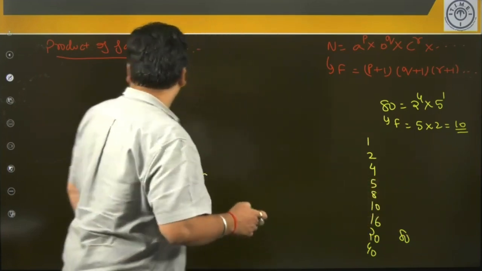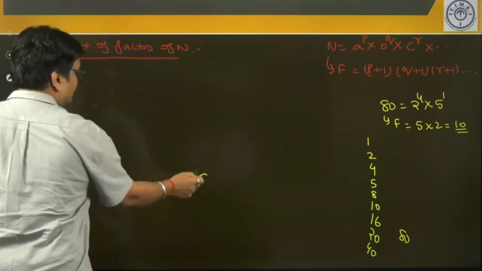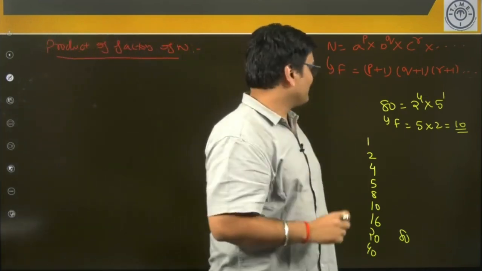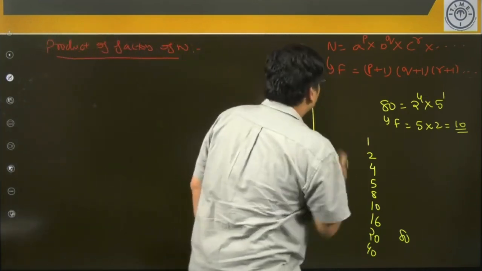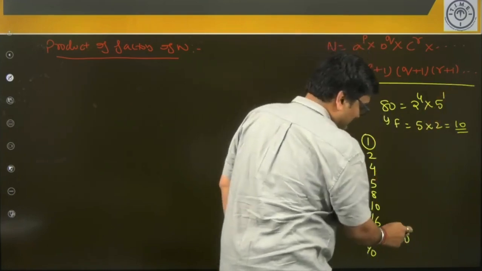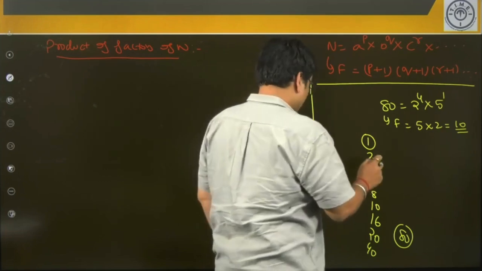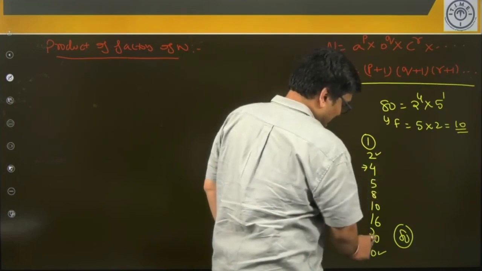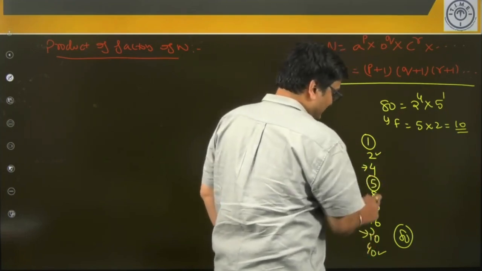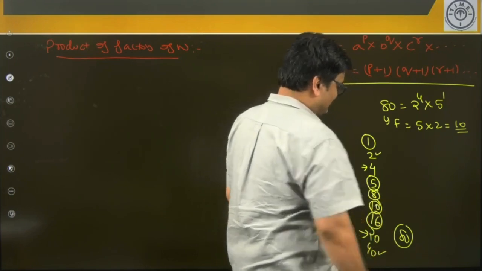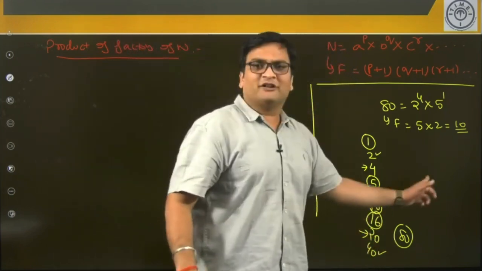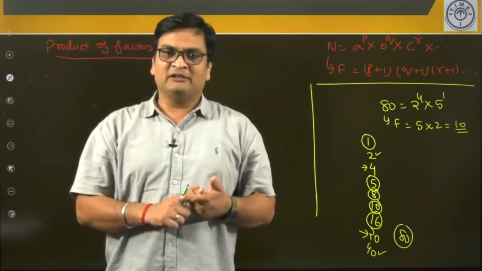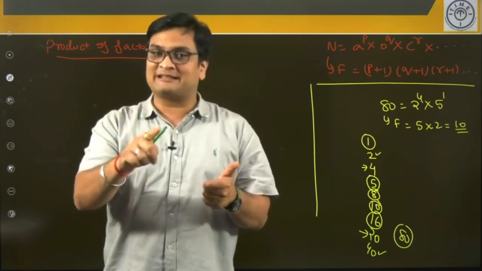Now the question is, how do we find the product of all these factors? If you remember, in the previous class we observed that when you multiply the first number and the last number, you get the number itself. When you multiply the second number and the second last number, you get the number itself. Similarly the third and third last, fourth and fourth last, fifth and fifth last. So if there are 10 factors overall, there will be 5 pairs of factors, and the product of each pair is going to be the number itself.